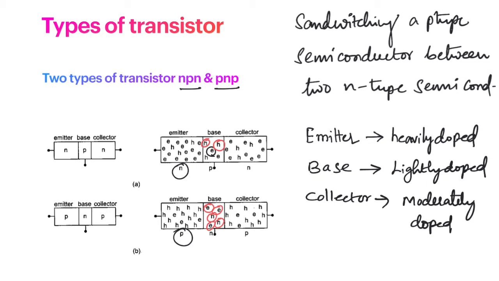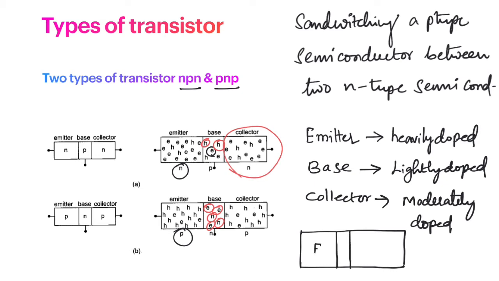Collector is what? Moderate. Moderate means not very high, not very low, in between, the medium, right? And also in terms of size, generally in a transistor, if I draw, I will draw like this. I will take the emitter, this is the base, this is the collector. You can see the collector is very large in size, and the base is very thin.